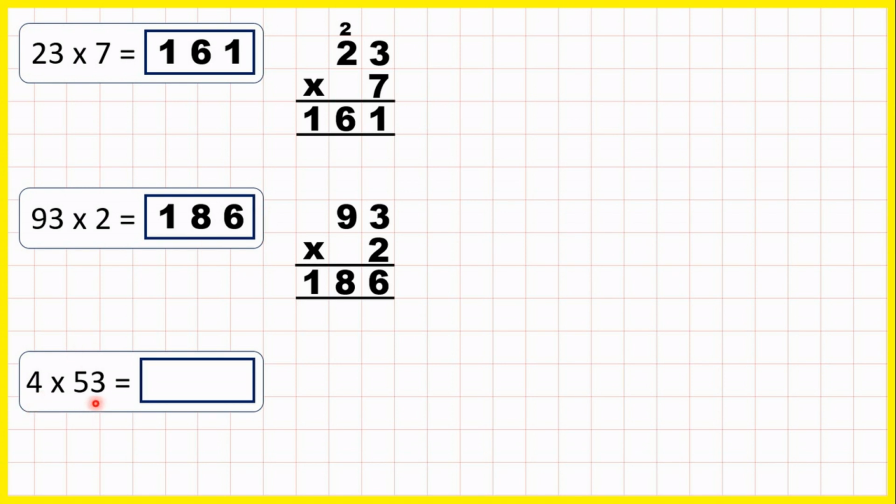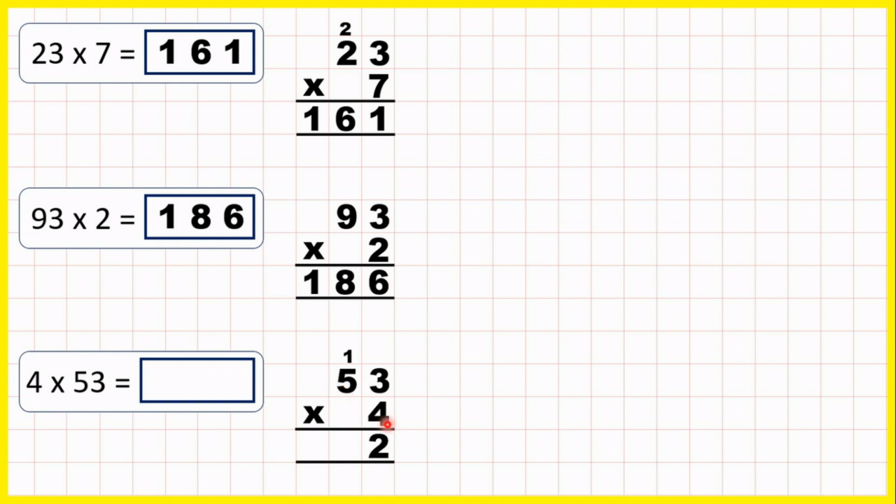Now we have 4 times 53, and though the question starts with the single digit number here, we set out our short multiplication in exactly the same way, putting the larger number on top. And we can do that because with multiplication, order doesn't matter. 3 times 4 is 12, so that's a 2-digit number, which means we need to write 12 as 1, 2. Now onto our tens digit.